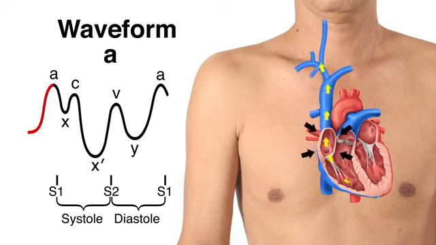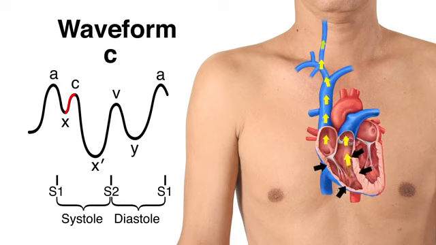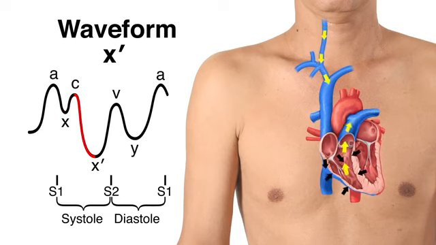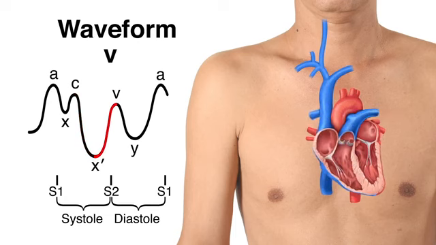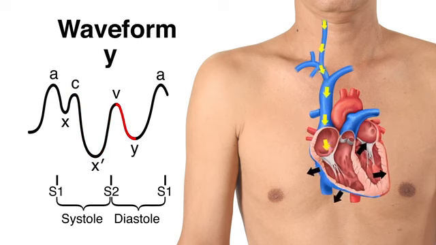The A wave corresponds to right atrial contraction. Its peak denotes the end of atrial systole. The X descent denotes right atrial relaxation. The C wave denotes right ventricular contraction and closure of the tricuspid valve. The X' descent, which begins during ventricular systole, reflects the downward movement of the right atrial floor and contraction of the right ventricle. The V wave corresponds to right atrial filling, and the Y descent, which begins during diastole, reflects the filling of the right ventricle after the opening of the tricuspid valve.